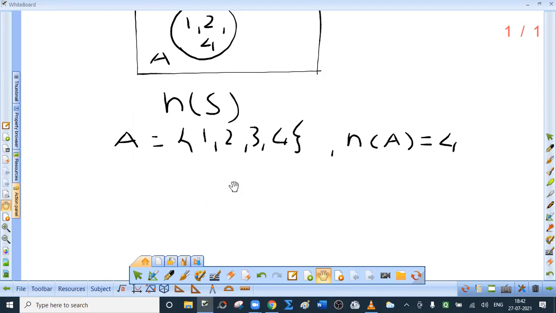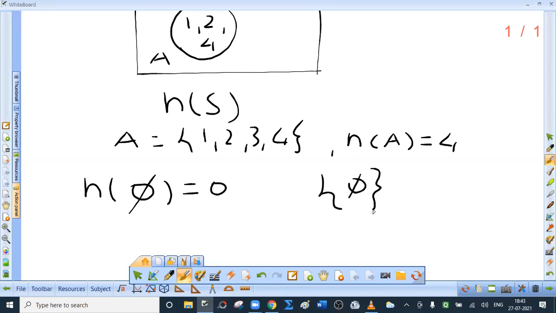The empty set, which is the null set, is denoted by phi. This is another Greek alphabet. The empty set phi does not contain any element. So n of phi is nothing but 0. Some students think that this is an empty set. No, we are going to call this a singleton set. Yes, this is an empty set. This is about the number of elements. Actually, it is also called the cardinal number, or n of S is also called the cardinality of the set S.